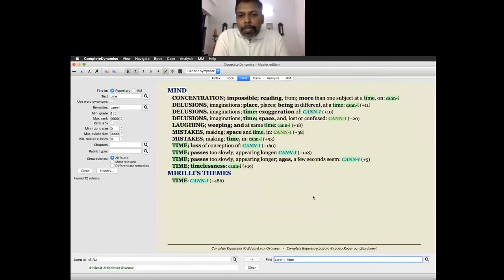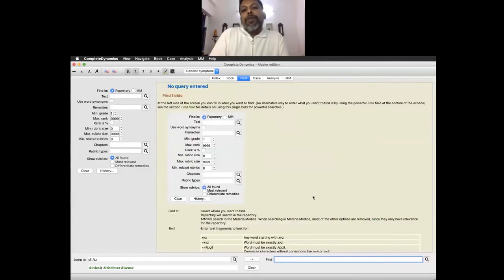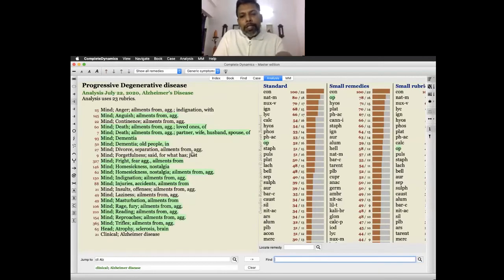For them, time is exaggerated, and there is lots of confusion because of this. Time passes too slowly for them, appearing longer, because actually they're very, very active and their thoughts are fast. Their memory is very active, they do things very fast, and they are in a sort of accelerated state. These excitations could lead to complaints such as Alzheimer's. So this is what I would like to mention.